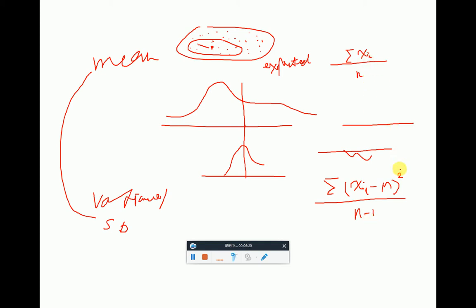You see, these two equations or formulas are very similar to each other, right? There's a sum as the numerator, and there's a sort of sample size as the denominator. They're not the same, but close enough, right? And then standard deviation is simply, take the square root.